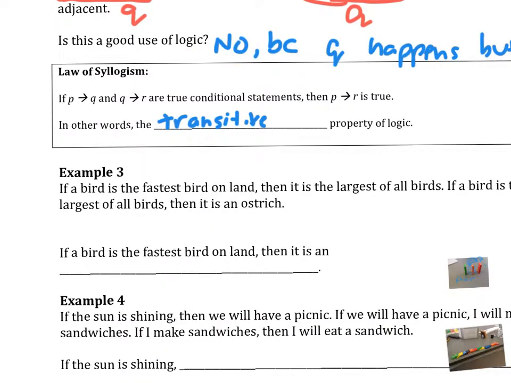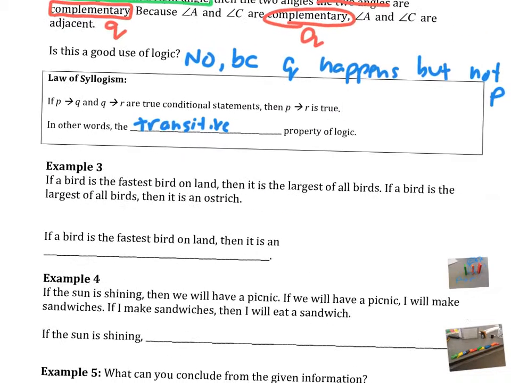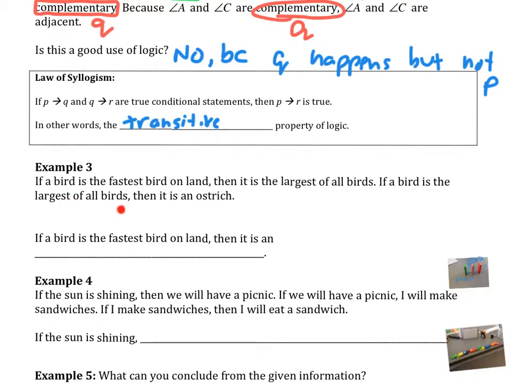So let's look at an example of the law of syllogism. If a bird is the fastest bird on land, then it is also the largest of all birds. Next, if a bird is the largest of all birds, then it must be an ostrich. So what does the law of syllogism say? It means I can connect fastest bird to ostrich. If a bird is the fastest bird on land, then it is an ostrich. And there we go. Notice, just for the sake of syllogism here, I'm deleting the large part. I'm just connecting the fastest to ostrich.